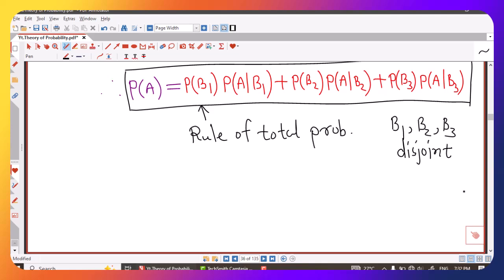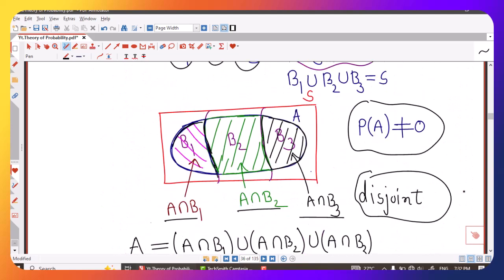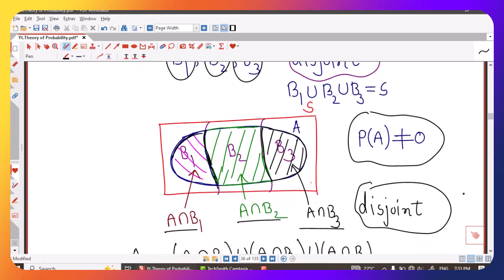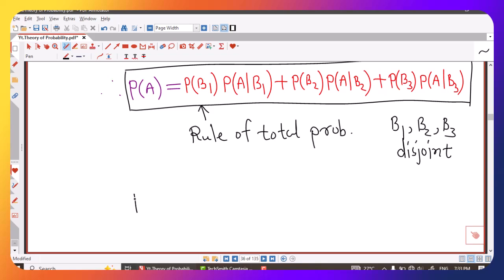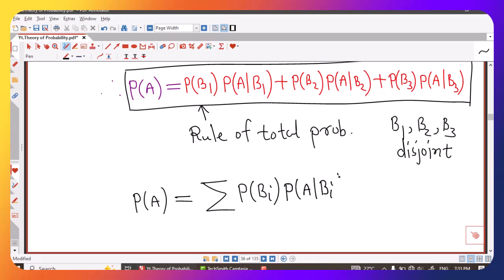Now this is for three events, and if we have n events denoted by B1, B2, Bn, then we can generalize this for n events also. Suppose we have n mutually exclusive events B1, B2, Bn, then this is equal to the sum of the probability of Bi times the probability of A given Bi, where index i can take the values from 1 to n, and here we assume that all these B1, B2, Bn are mutually exclusive events and their union is the whole sample space.